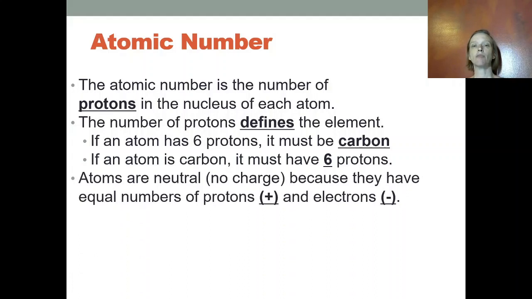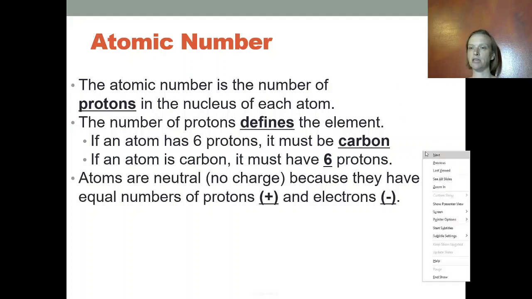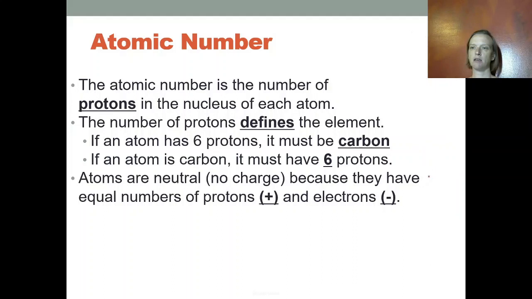Atoms are neutral. They have no charge because they have equal numbers of positively charged protons and negatively charged electrons. If you have a charge of positive 6 because you've got 6 protons, and negative 6 because you've got 6 electrons, when you add those together, you have an overall charge of 0.